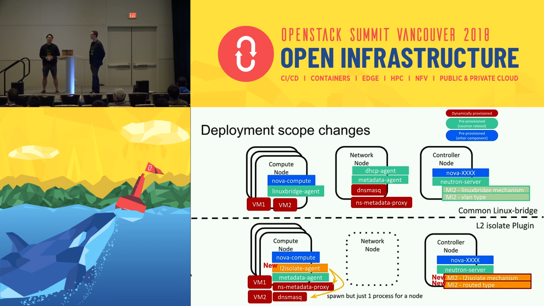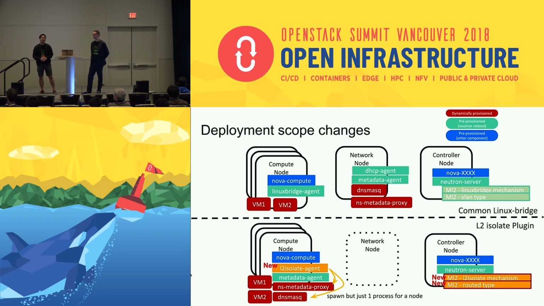The obvious change is that we are using the mechanism driver and type driver for our custom implementation. And also, we got rid of the network node from our deployment. And we moved the metadata agent from the network node to the compute node. And then about the DHCP agent, the DHCP agent has disappeared from this deployment completely. And now the DHCP service is provided by the L2 isolate agent running on each compute node.